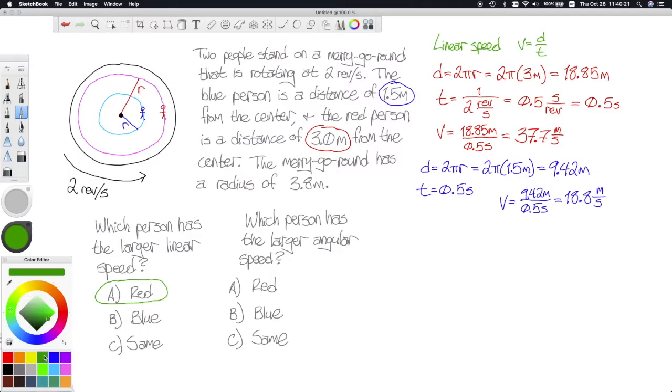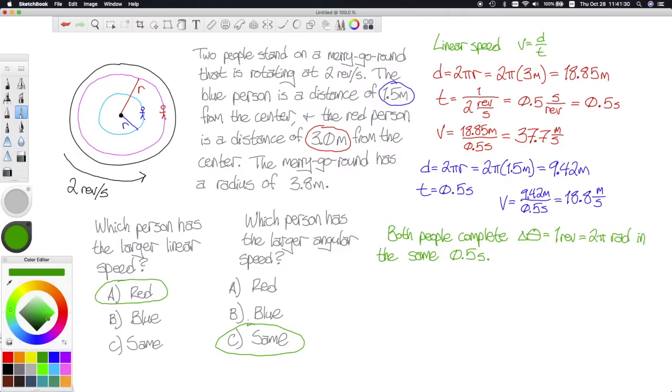The other clicker question we had was about which person has the larger angular speed. And angular speed is all about the number of rotations you make in a given amount of time. The number of radians traveled, the number of degrees, but you can think of it in terms of rotations. It takes each of these people 0.5 seconds to make one complete revolution or one complete rotation. So as the merry-go-round rotates once around, both of those people move through an angular distance of 2 pi radians. So that means that they will both have the same angular speed.